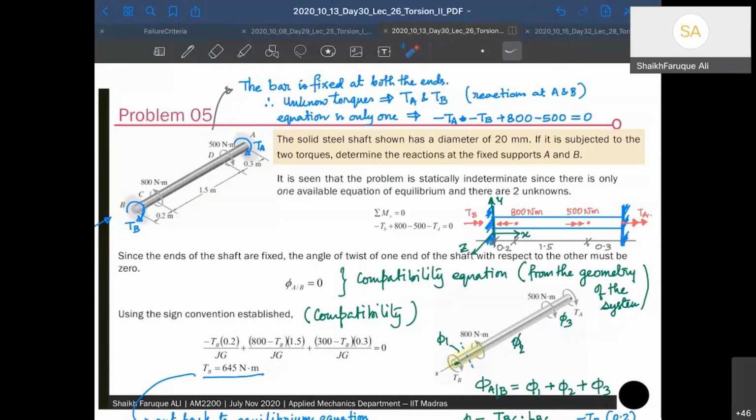If I look at the problem carefully, my problem has fixity at B and fixity at A. Therefore, both B and A are not moving. The rest of the section is getting twisted, fine. But at B, there is no twist. At A, there is no twist. It's like a fixed pin. Okay? So no twist. That's my boundary condition. Therefore, rotation at A with respect to B is 0. Similarly, rotation at B with respect to A is 0.